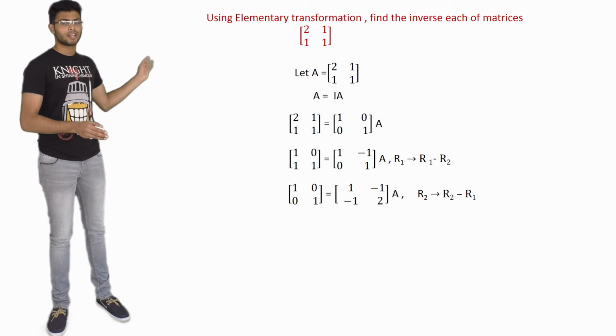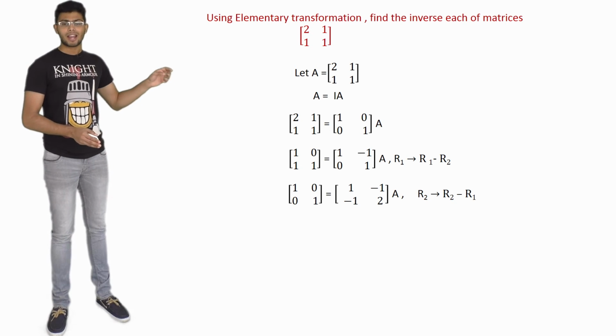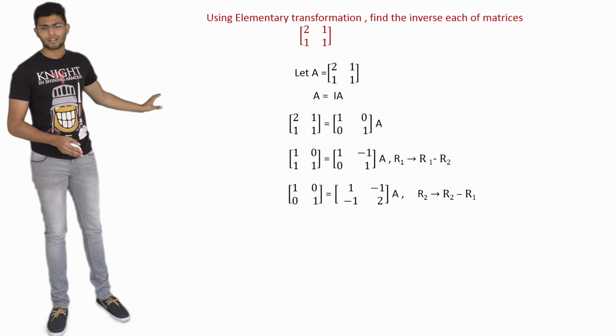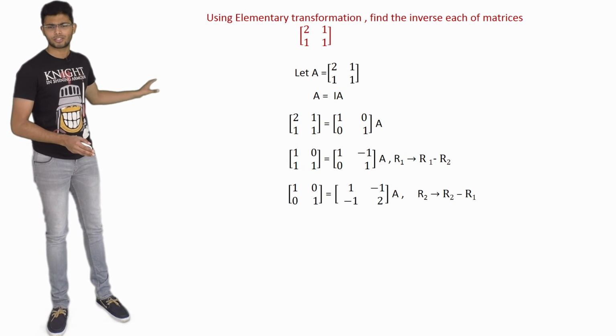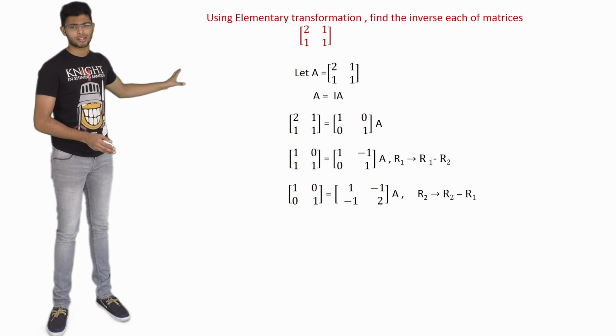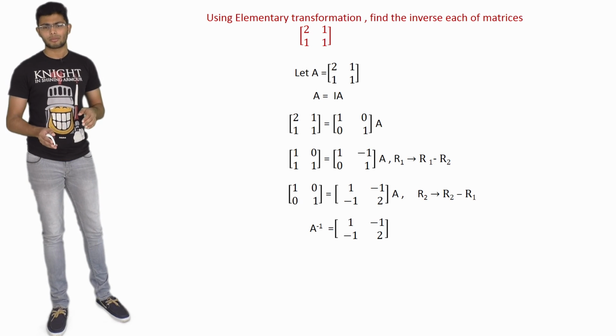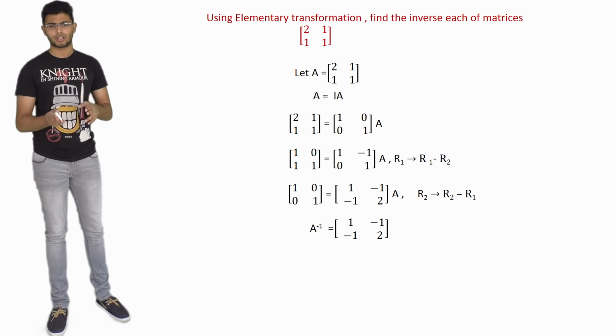Once you've done that, you're going to get your identity matrix over here, which is going to be 1, 0, 0, 1. Since you got the identity matrix on the LHS, you're obviously going to have an inverse matrix on the RHS. So the matrix on the RHS is going to be your inverse matrix. That's going to be your answer.